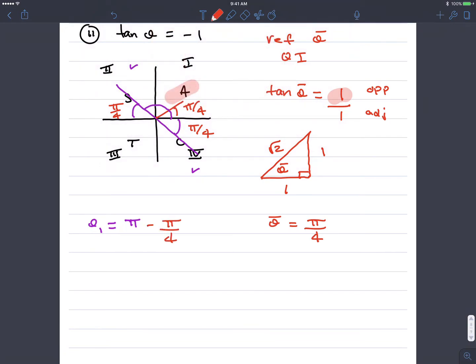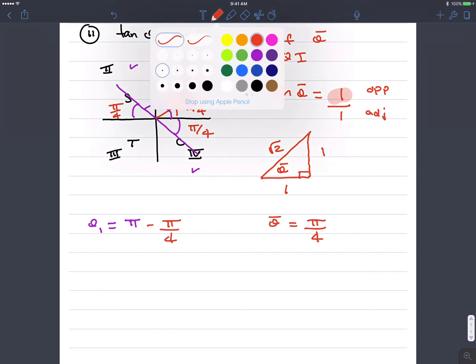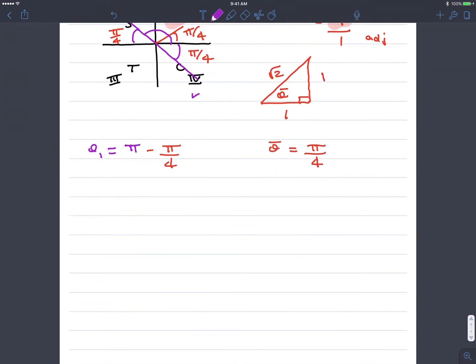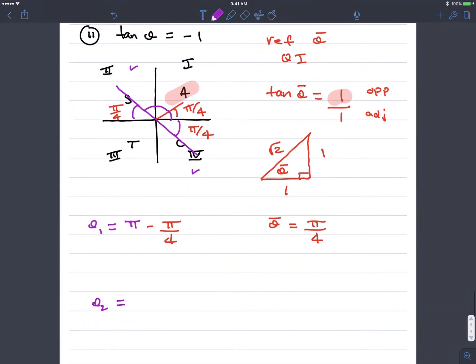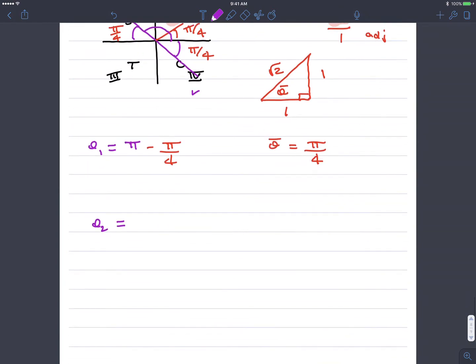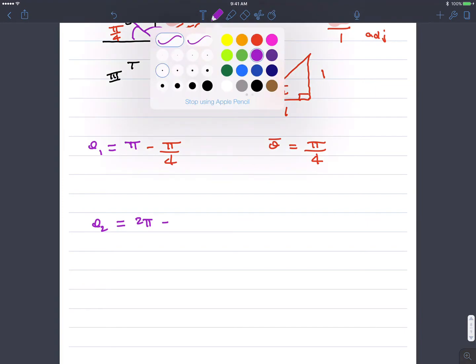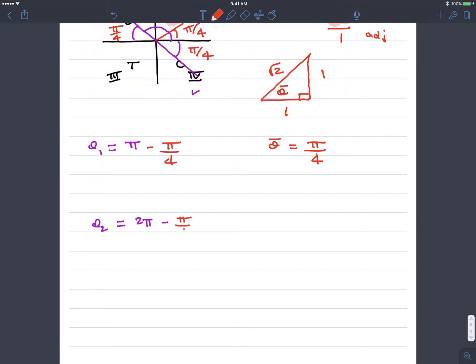Pi over 4. What's the second angle going to be? I should say theta 2 now. What will that be? Well, it's a quadrant 4 angle, is that right? So what's that going to be? 2 pi minus, good, the what? The reference angle of pi over 4. Okay, you guys okay with that?